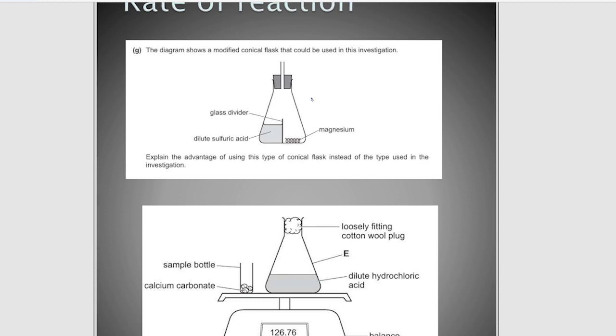This one is also a more appropriate method to react magnesium with the acid. As you move the glass divider, the reaction will start. You will use the stopwatch. So at regular time intervals, you will check how much gas is produced.